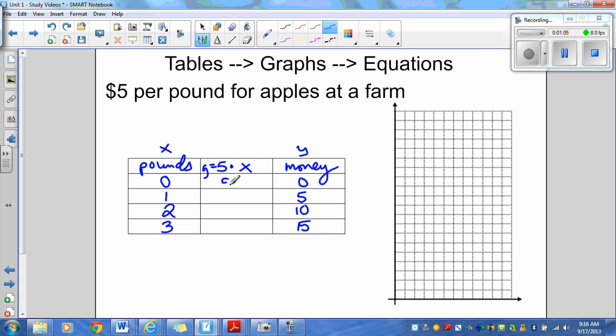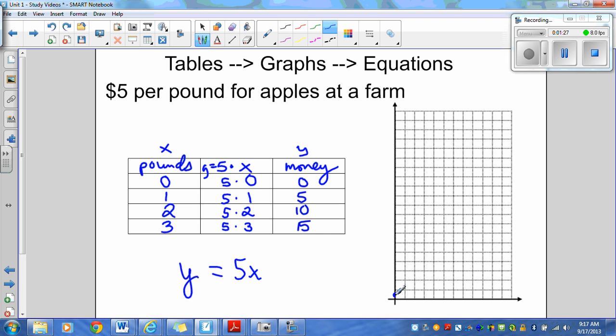Okay, so this was really 5 times 0, which makes sense, 0. This was 5 times 1, which makes sense, that's 5. This was 5 times 2, which makes sense, that's 10. And this was 5 times 3. So that's your table. And in general, your equation is y equals 5 times x, where x is the number of pounds and y is the money.